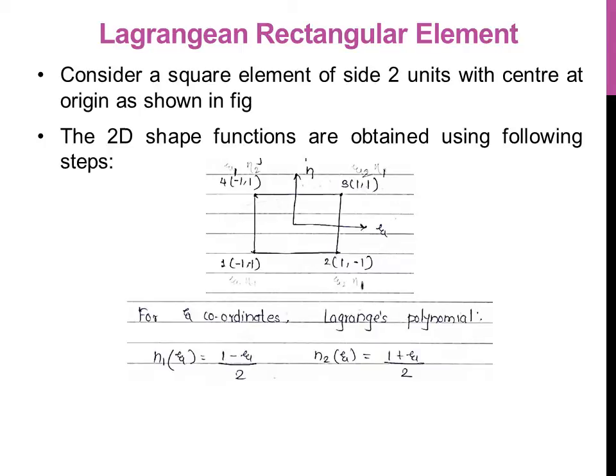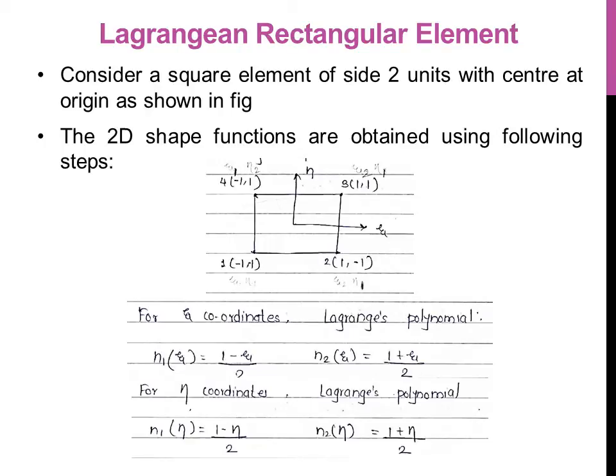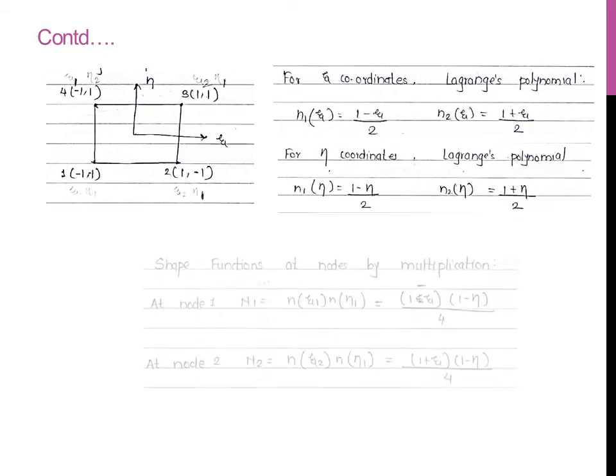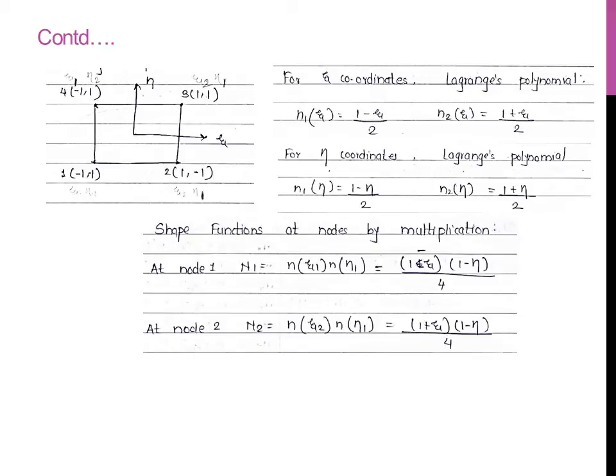So for the zeta coordinates, the Lagrangian polynomial, that means the shape functions are 1 minus zeta upon 2 and 1 plus zeta upon 2. Two shape functions for the zeta coordinates, and for the eta coordinates 1 minus eta upon 2 and 1 plus eta upon 2. This we have already seen. So shape functions at the nodes by multiplication. At node 1, N1 is the multiplication of the combination of coordinates zeta 1 and eta 1. So put the values of zeta 1 and eta 1, and your equation is 1 minus zeta into 1 minus eta upon 4. This is the shape function at node 1, N1.